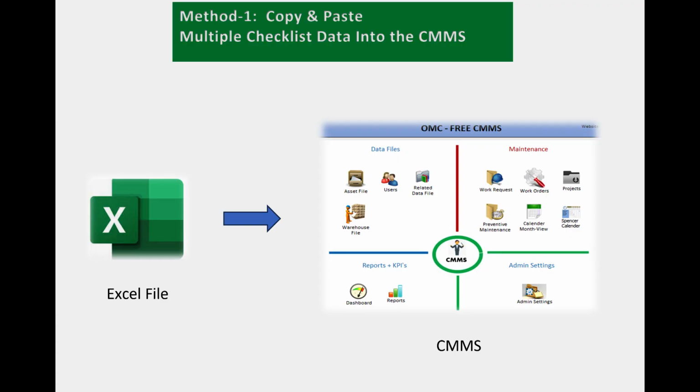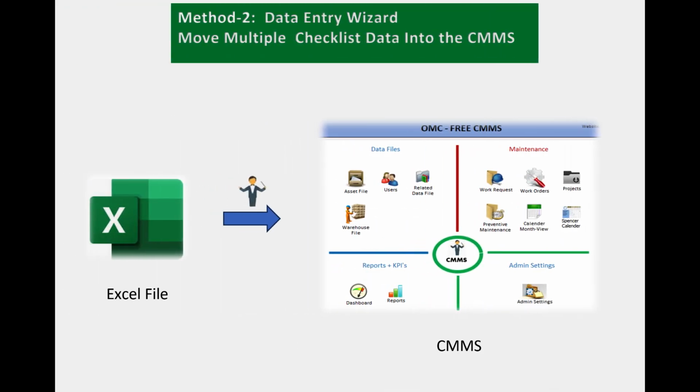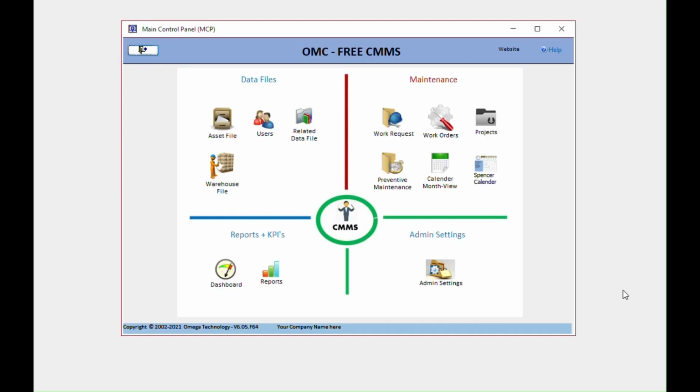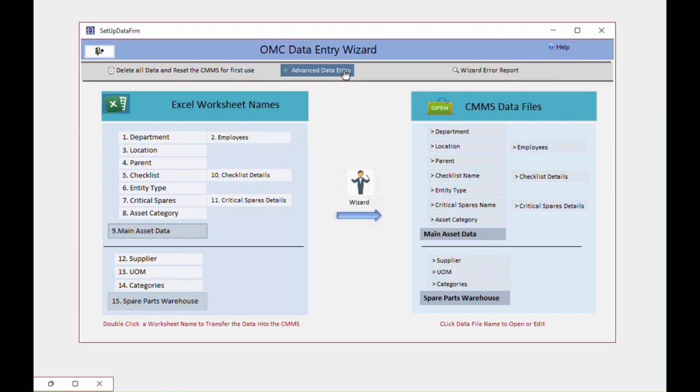Now, in the previous exercise, we used the copy and paste method to move data from the Excel workbook into the CMMS. For this exercise, we will use the wizard to move the same data from the Excel workbook into the CMMS. So, return to the main control panel and select Admin Settings. Select the Data Entry Wizard icon at the top of the form. For a detailed introduction to the Data Entry Wizard, see the link in the description.